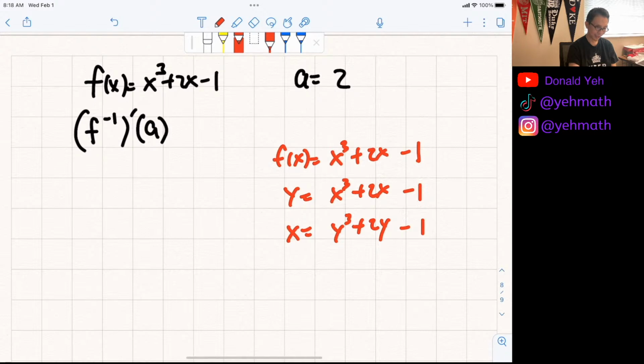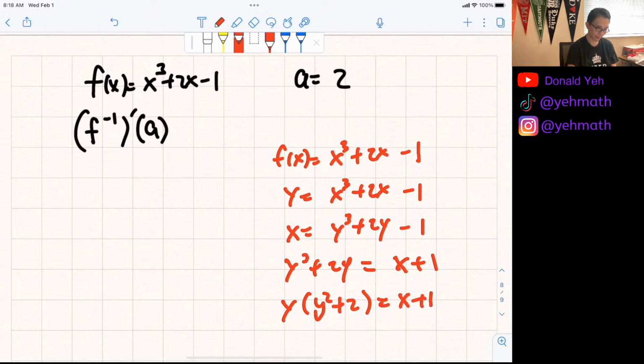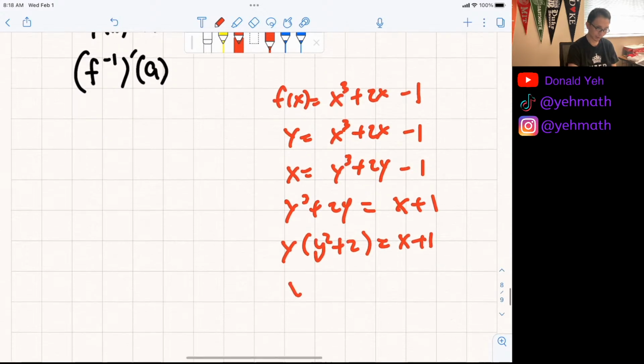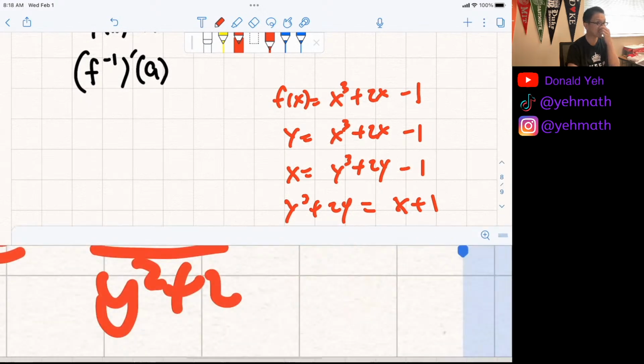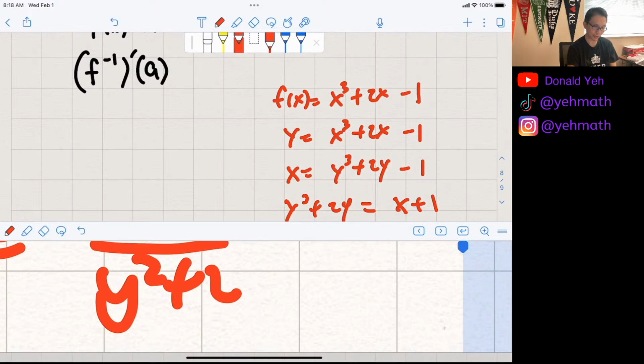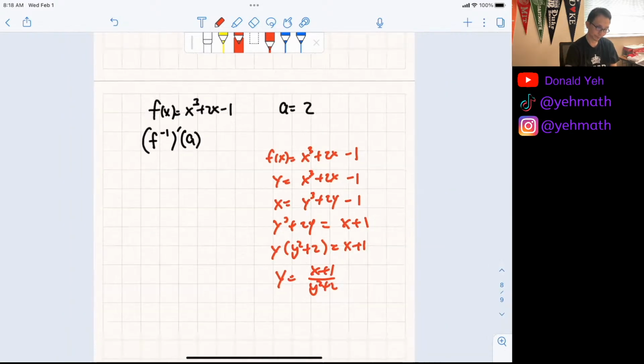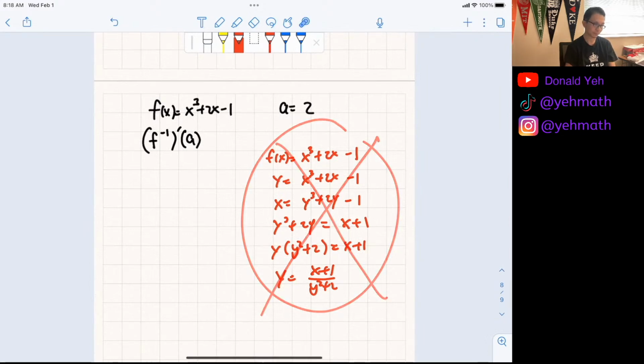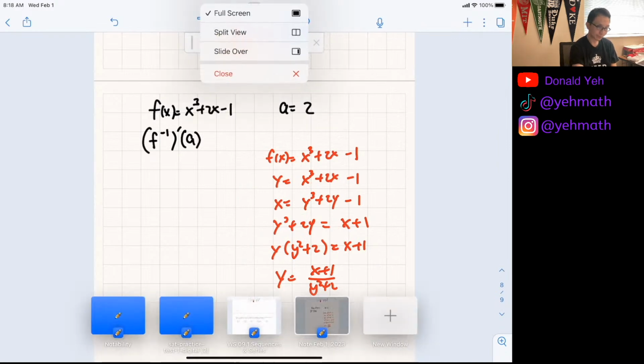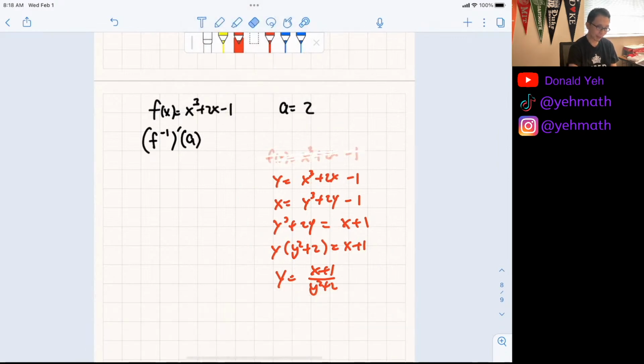Now, is it possible? Can I get y by itself? I can factor out y, right? And then y is equal to x plus 1 over y squared plus 2. Do I really isolate them? There's a slight issue, right? So all this work for nothing. Then, how am I going to solve this problem?